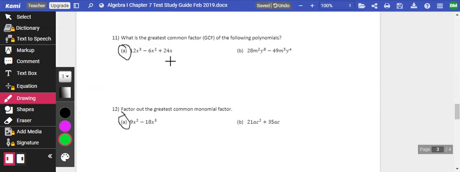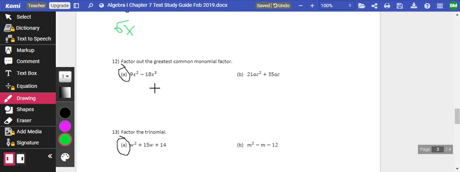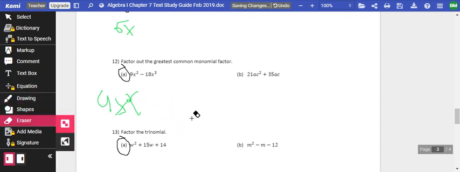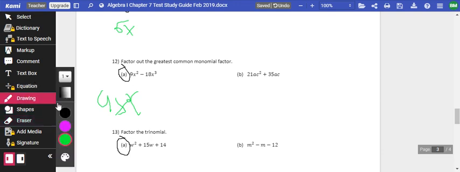Okay, so greatest common factor. The biggest number I can pull out of 12x to the third, negative 6x squared, and 24x is 6x. It goes into all of them evenly. For number 12, I want to factor out the biggest number. So I take out 9x and I'm left with x minus 2 times x. Oh, I can take out an x squared. There we go, even bigger. So if I can take out a whole 9x squared, I'm just left with 1 minus 2x.